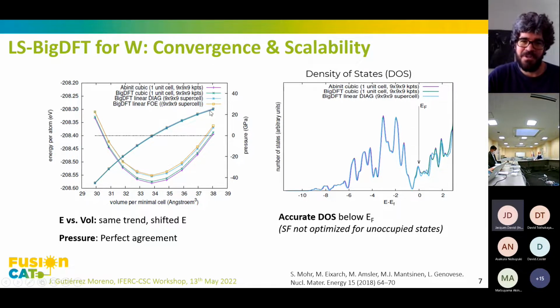If we look at the pressure versus unit cell size, we also found perfect agreement between standard and linear scaling DFT. If we look at the electronic structure, or electronic density of states, we observe again that there is perfect agreement between linear scaling and standard DFT. The only disagreement is here above the Fermi level, but this is because the support functions in linear scaling are not optimized for the unoccupied states, but in the region we are interested in, we get perfect agreement between standard and linear scaling methods.